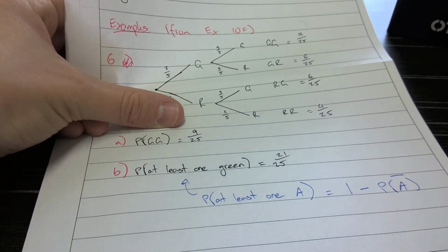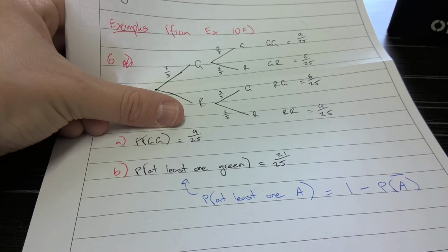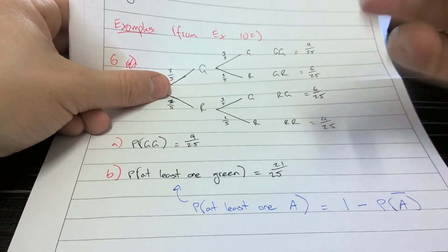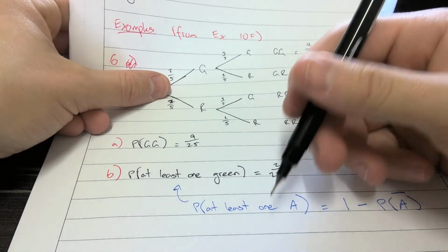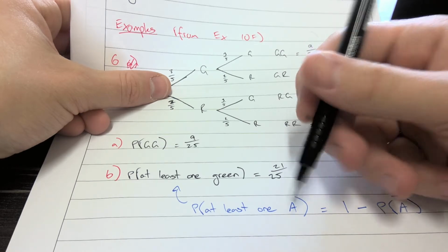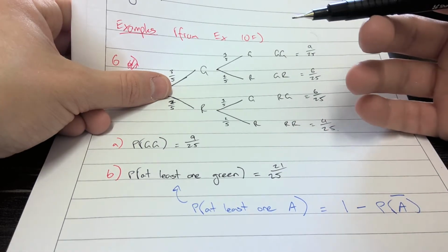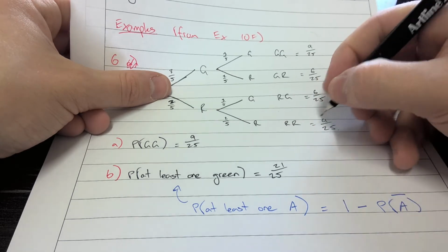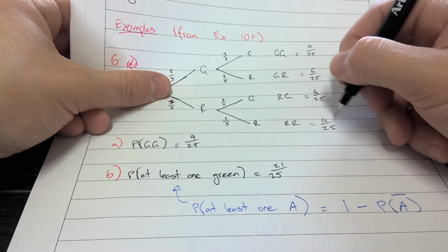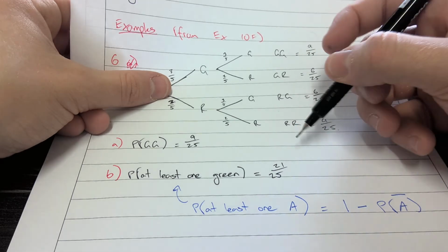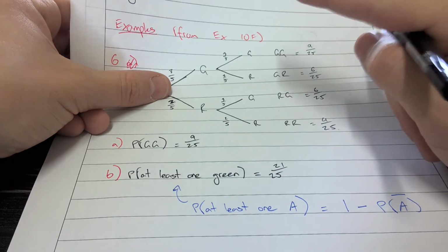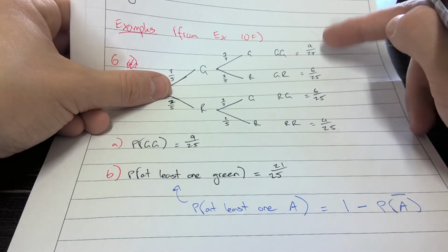And what that means, when you think about it, kind of makes a bit of sense. If we're saying the probability of at least one A, like it happens at least once, the complementary event to that would be no A's happening. Okay, so the probability of no A's happening, or in this case no greens happening, is red, which is 4 out of 25. So we're only looking at one outcome, rather than looking at 3 outcomes.